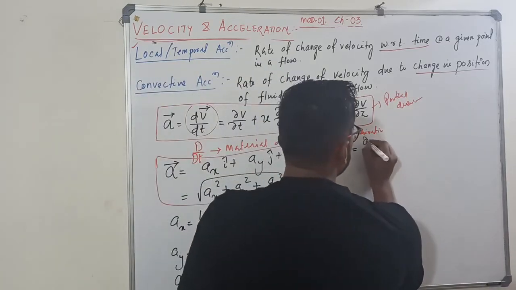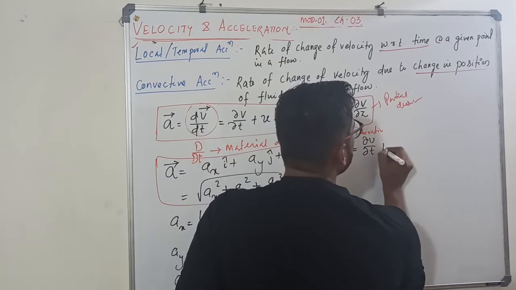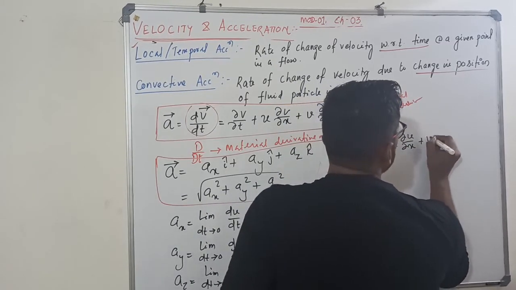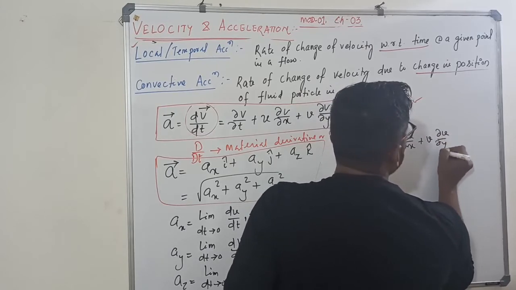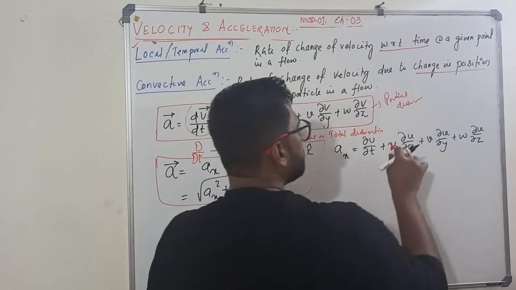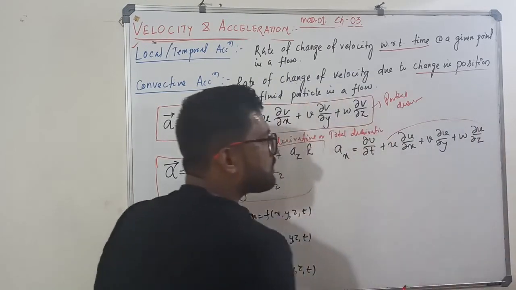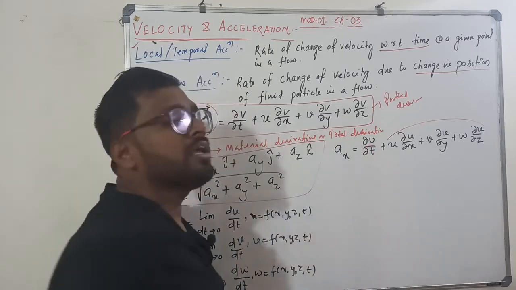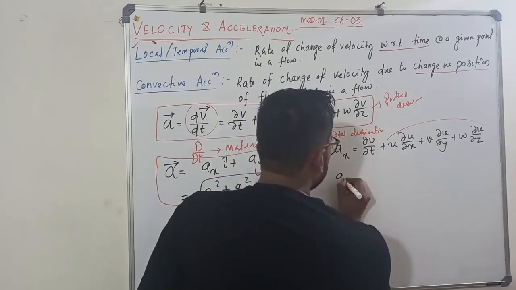So what will it become? Del u by del t plus u del u by del x plus v del u by del y plus w del u by del z. Again, I need not say which component of velocity this is. Sir, which component of acceleration is this? Convective acceleration. What is this? Local acceleration.